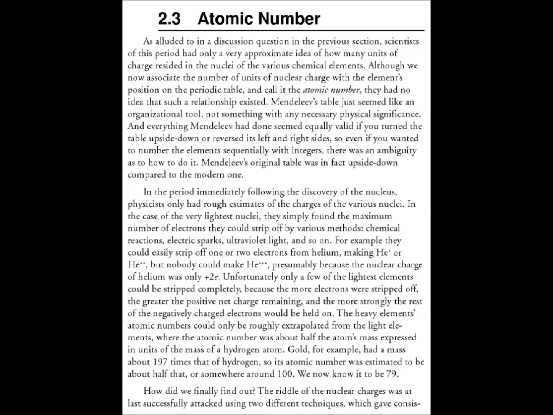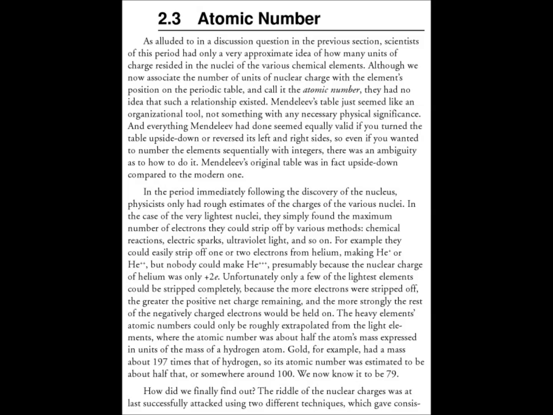In the period immediately following the discovery of the nucleus, physicists only had rough estimates of the charges of the various nuclei. In the case of the very lightest nuclei, they simply found the maximum number of electrons they could strip off by various methods: chemical reactions, electric sparks, ultraviolet light, and so on. For example, they could easily strip off 1 or 2 electrons from helium, making He+ or He++. But nobody could make this type of helium, presumably because the nuclear charge of helium was only +2 electrons.